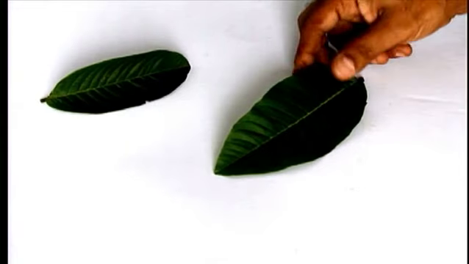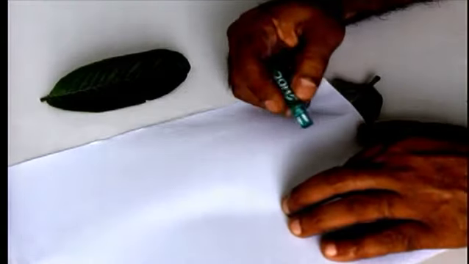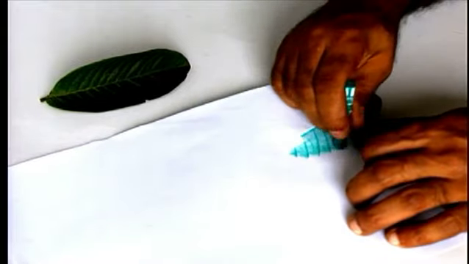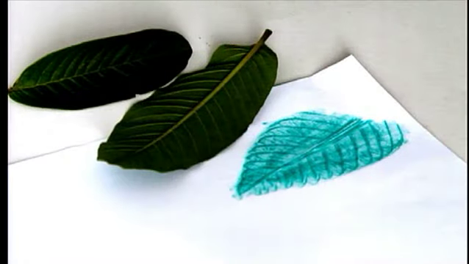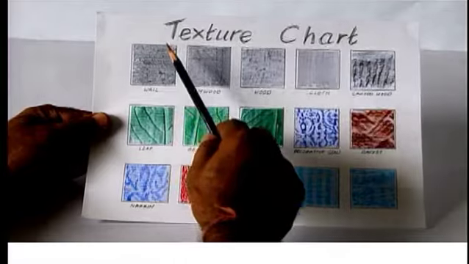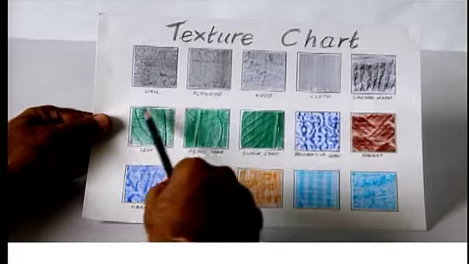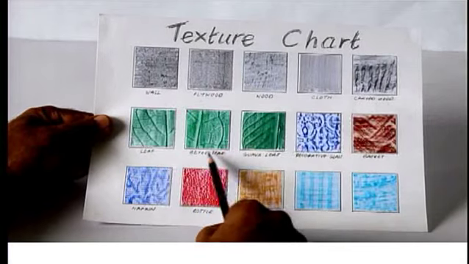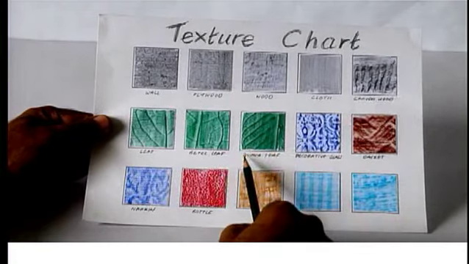I take another colored pastel and a leaf. Put my paper on this textured surface, rub the wax crayon over it, and this is the result. Now you can create a texture chart like this with all the textures you obtain. You can write down the origin of your textures. For example, I've written leaf under this texture, but to be more precise, I have written betel leaf here and guava leaf.